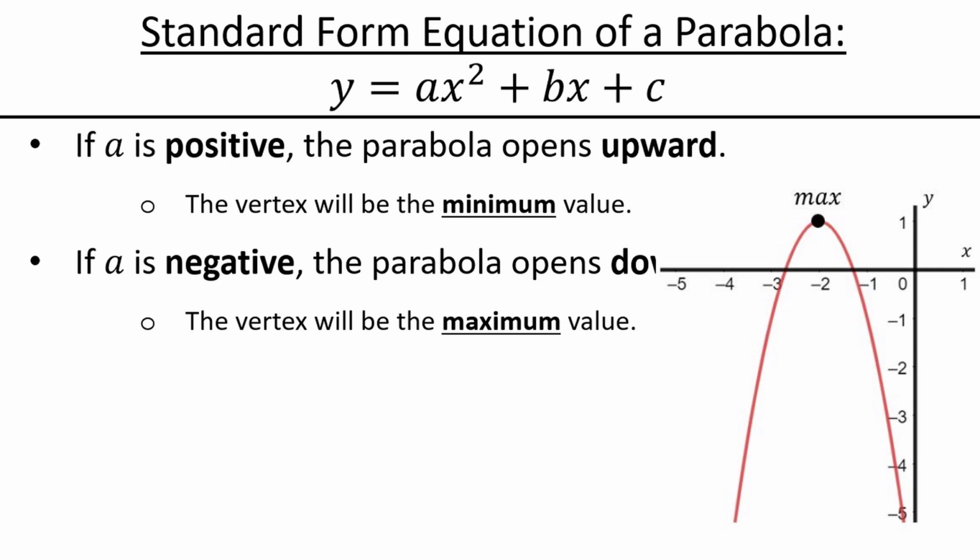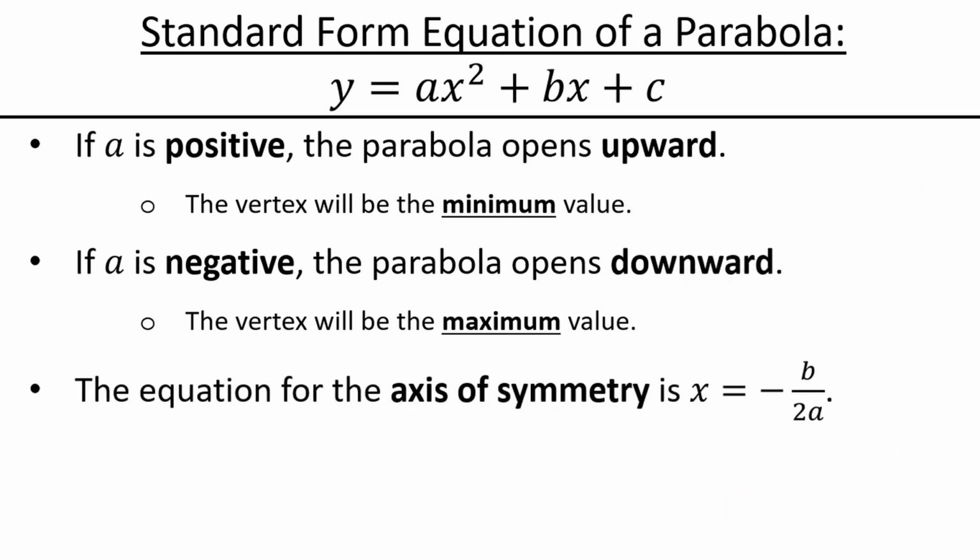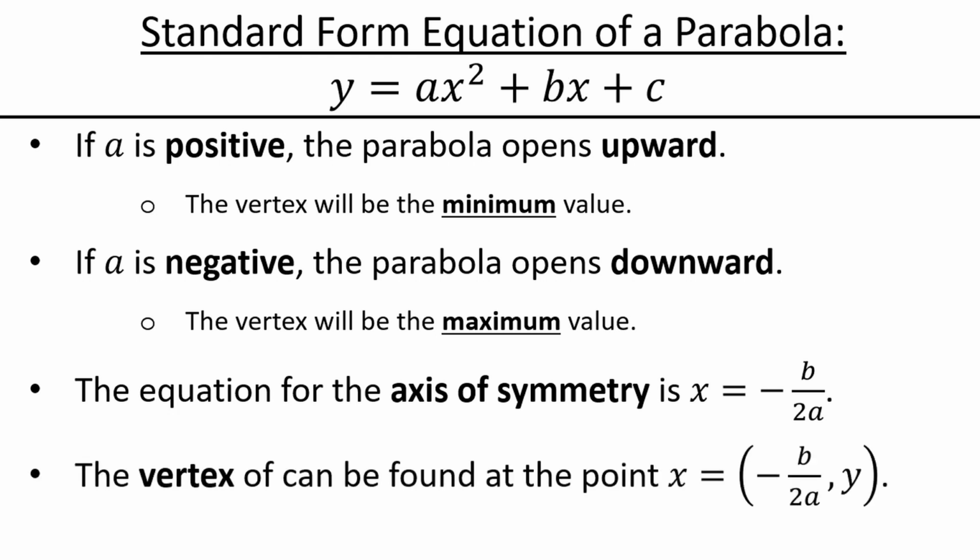The equation of the axis of symmetry can always be found by x equals negative b over 2a. Recall that this is the vertical line that splits the parabola down the middle. In order to find the vertex, we must plug the axis of symmetry value into the function, which will result in the point negative b over 2a, y, which will be the maximum in a downward opening parabola or the minimum for an upward opening parabola. Let's take a look at an example.